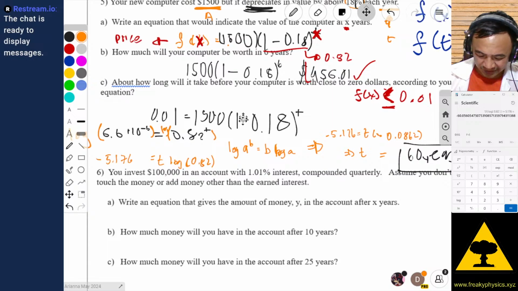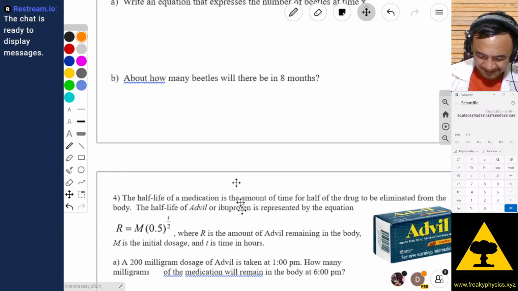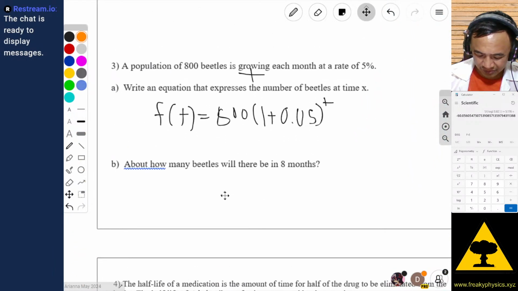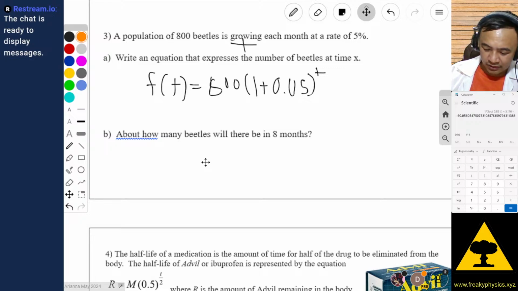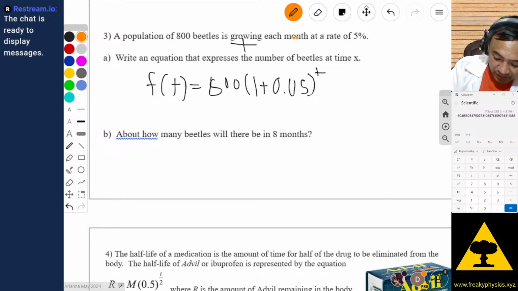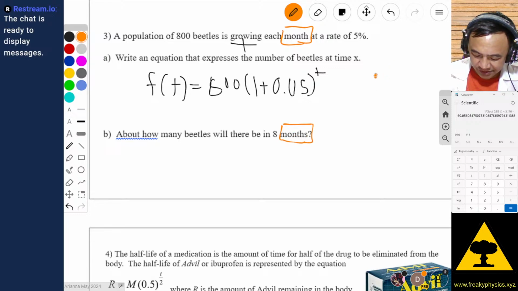All right, so let's go back to the beetle problem, because this is going to be a similar question. How many beetles will there be in 8 months? So would I have to change the x into years in a way? No, you don't have to. The idea here is you look at the time in the problem. If the units of time are the same, you don't need to convert.